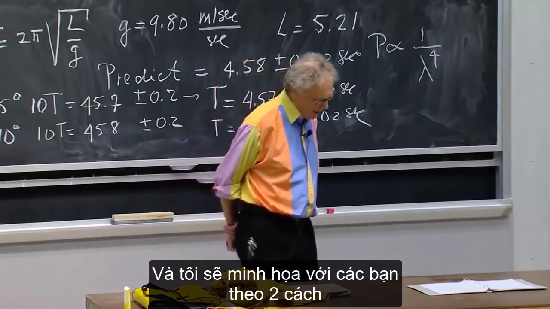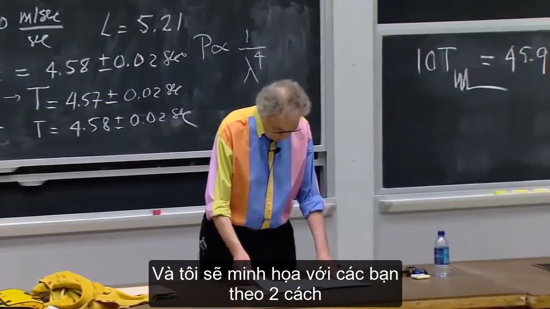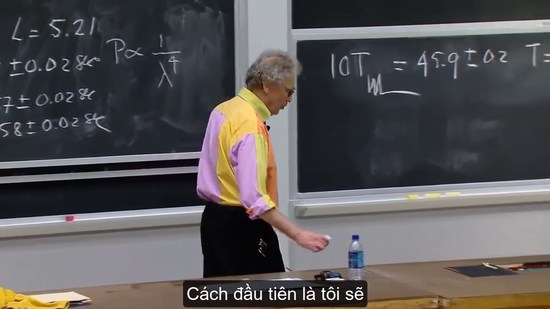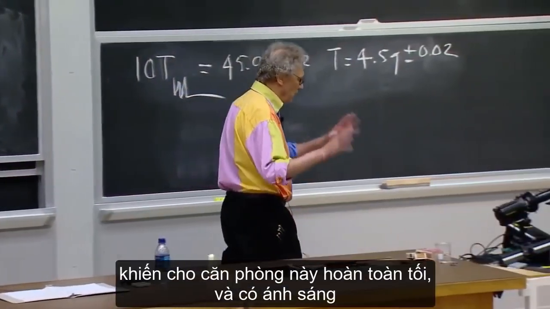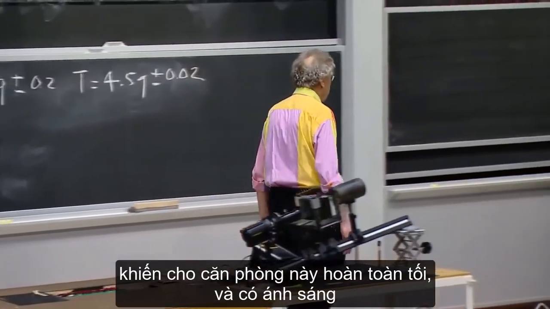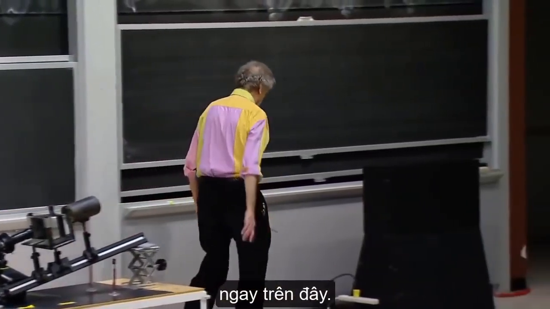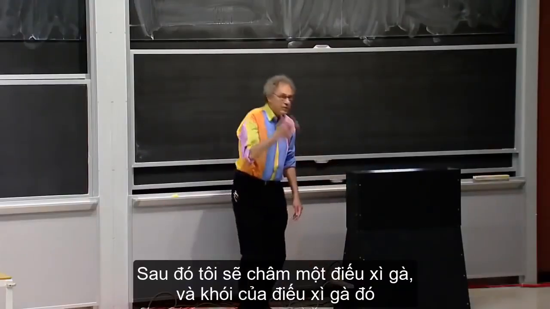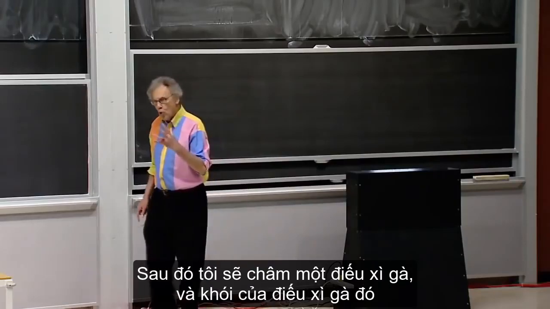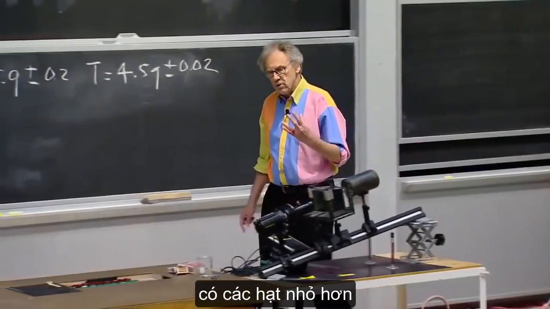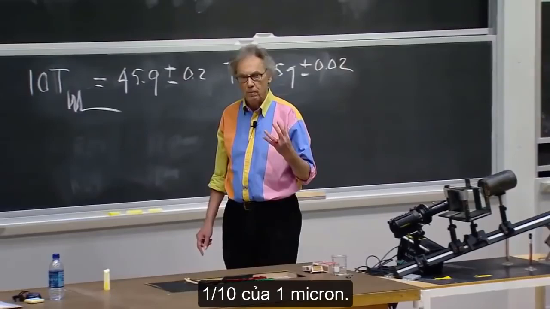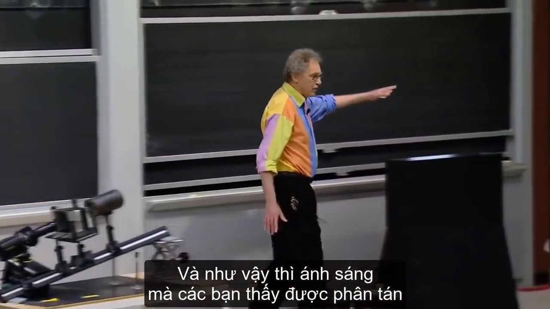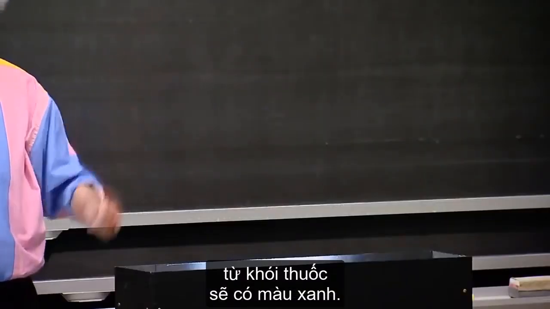And I'm going to demonstrate that to you in 2 completely different ways. The first way is to make it completely dark in the lecture hall and have light going straight up here. Then I will light a cigarette, and the smoke of a cigarette has particles that are smaller than 1/10 of a micron. And so the light that you will see that is scattered off the smoke will be blue.